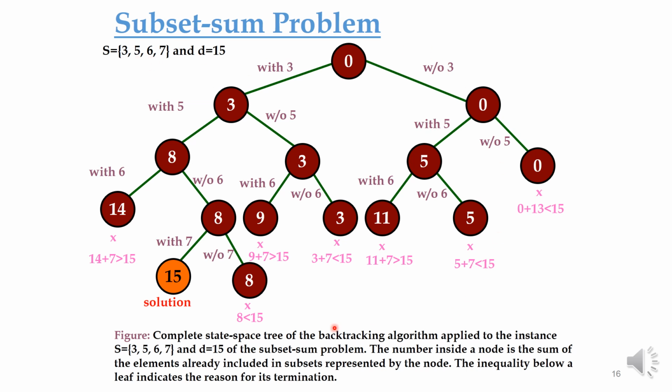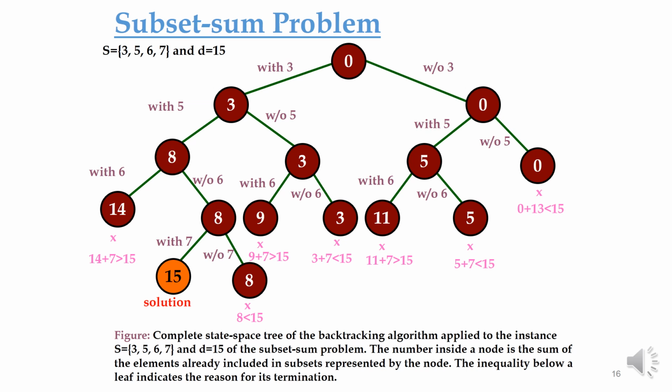And this is the complete state space tree for the given problem. Here we start with node 0, and it is a binary tree. The left child is inclusion of the set value and the right child is exclusion of the set value. The first element is 3, so with 3 and without 3. Now I am adding 3 here. Then I take the second element 5, so with 5 and without 5. So I get the value 8.